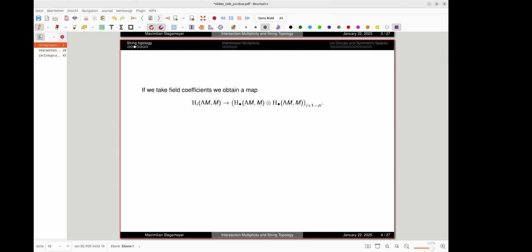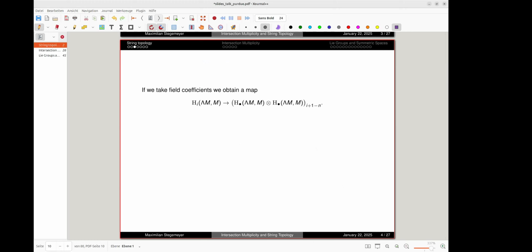And as already announced, if we take field coefficients, or of course in certain situations where the homology is free or something like this, then we can actually compose with the Künneth isomorphism to end up in this tensor product here. And of course this looks much more like something that we would call a coproduct.